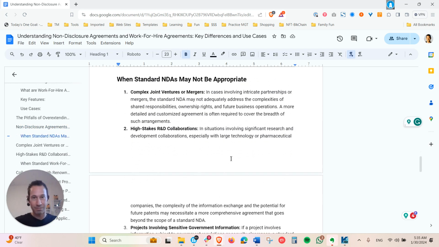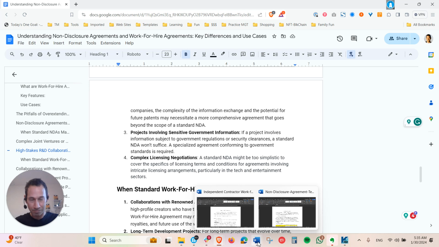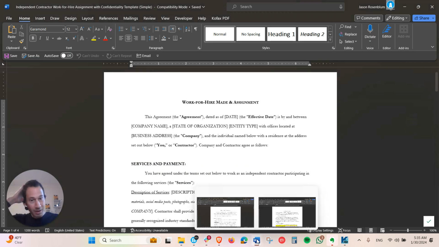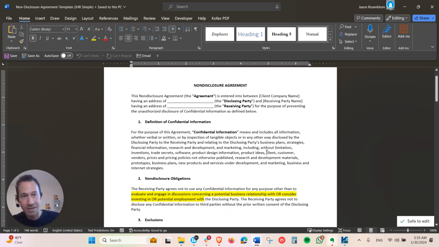So again, going on what the project is would determine whether you can just use a basic non-disclosure or a basic work for hire, or if you need something more that's really drafted to your situation. But let's jump into some quick and easy, simple non-disclosure agreements that are templates that we have that, as I said before, there'll be a link at the bottom of this video where you can get a copy of it yourself.